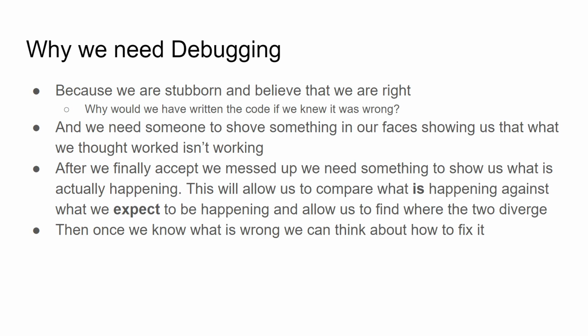So we need the debugger to kind of show us where we're doing something wrong. Where did we expect X to happen, but Y is happening instead? And finally have that shoved in our faces, like you thought this was supposed to happen, but this other thing is happening, to allow us to actually admit that, oh, oops, I did screw up. Let me go fix that now. Then once we figure out that we had this problem, we can go and think about how to fix it.